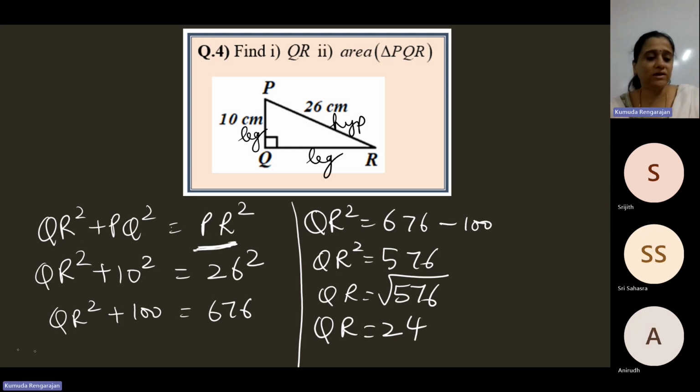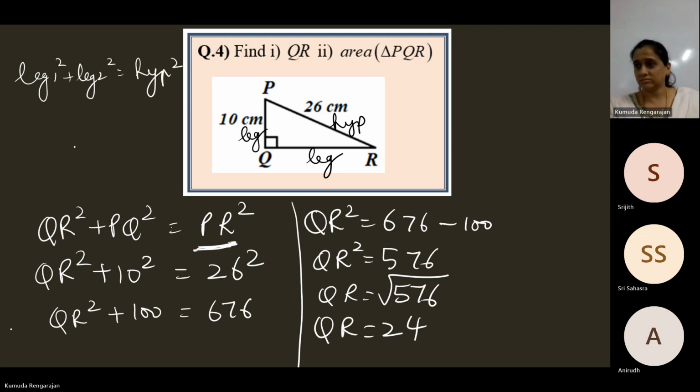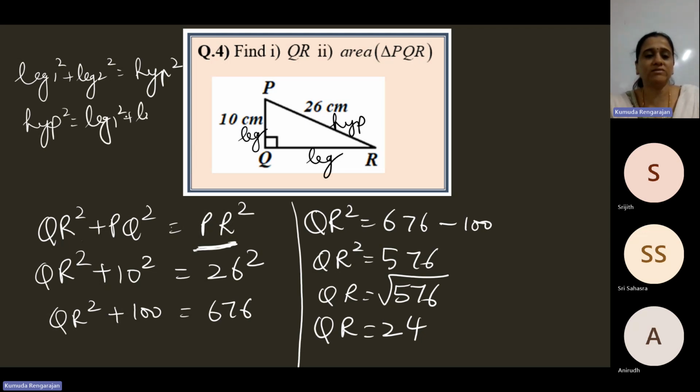You remember last year we learned leg 1 squared plus leg 2 squared is equal to hypotenuse squared. Or you can write hypotenuse squared is equal to leg 1 squared plus leg 2 squared. In a right triangle, the side opposite the right angle is called the hypotenuse. The remaining two sides are called the legs of the right triangle.